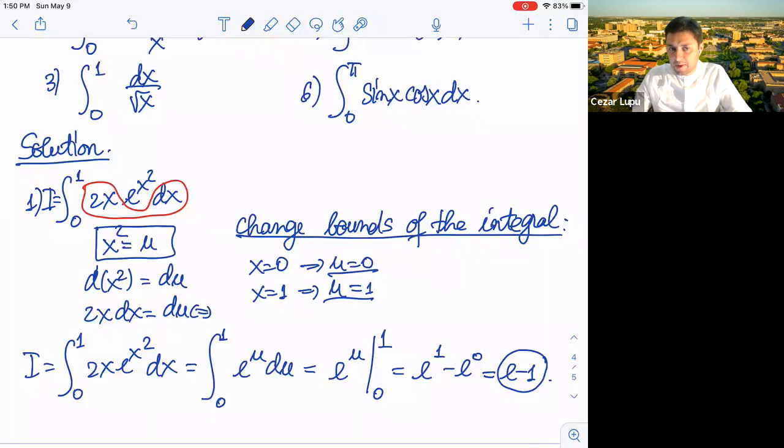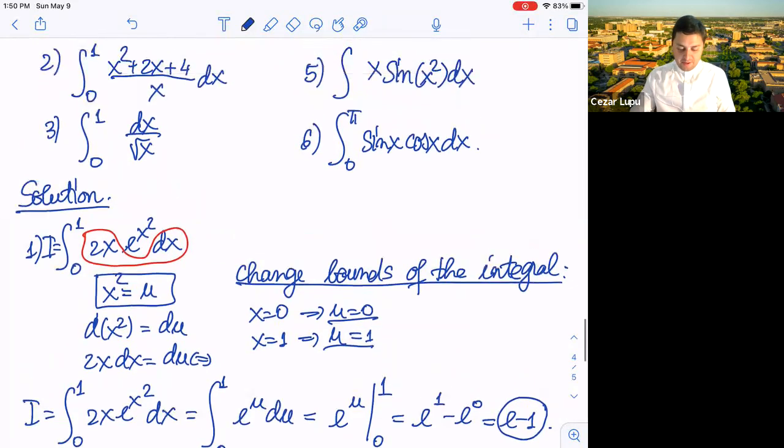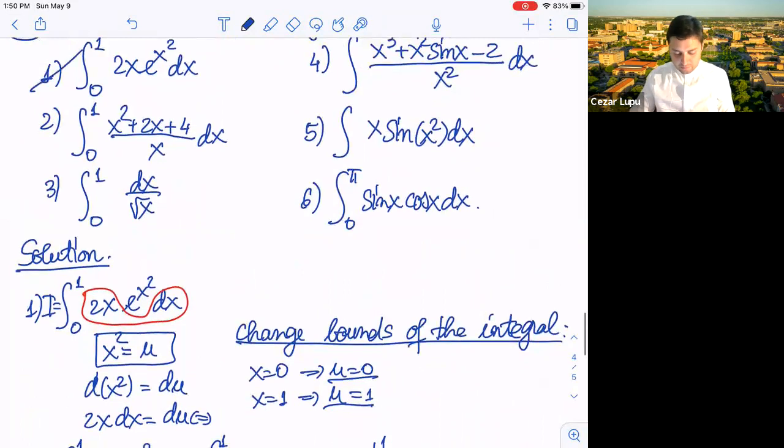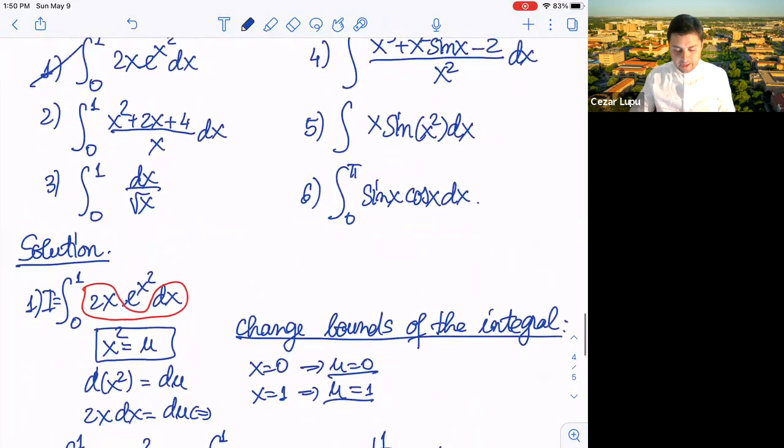Any questions? Does this make sense? Okay, I hope it's clear. So that's the first one. This is how you do the first one. All right, let's see the second one.